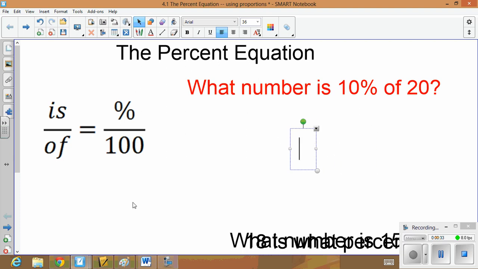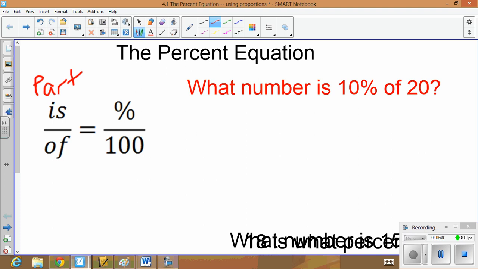If you notice to the left here, I have a proportion. Is over of equals percent over 100. So there's a couple of things we need to make sure we understand. The word is represents the part. The word of represents the whole. And the percent is the number that's the percent. For example, 10%, we would put the number 10 and just drop the percent sign. And the 100 always stays a 100 as a denominator.